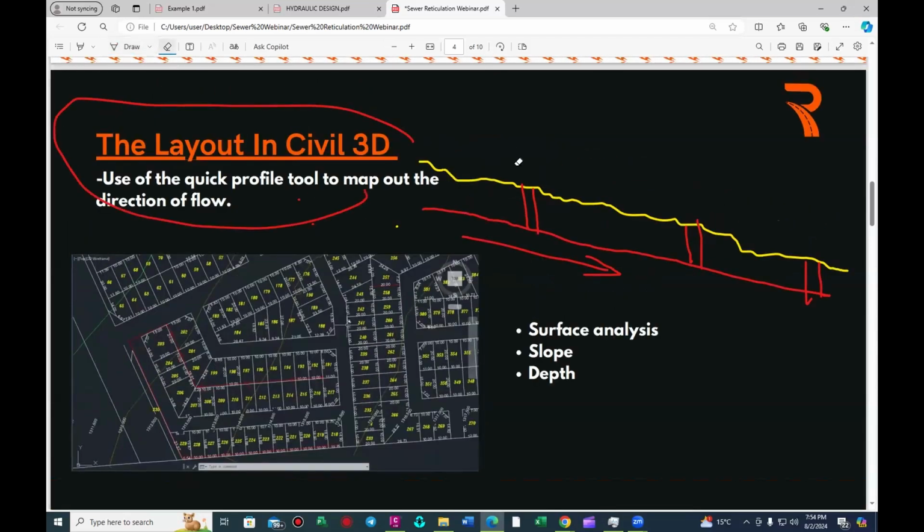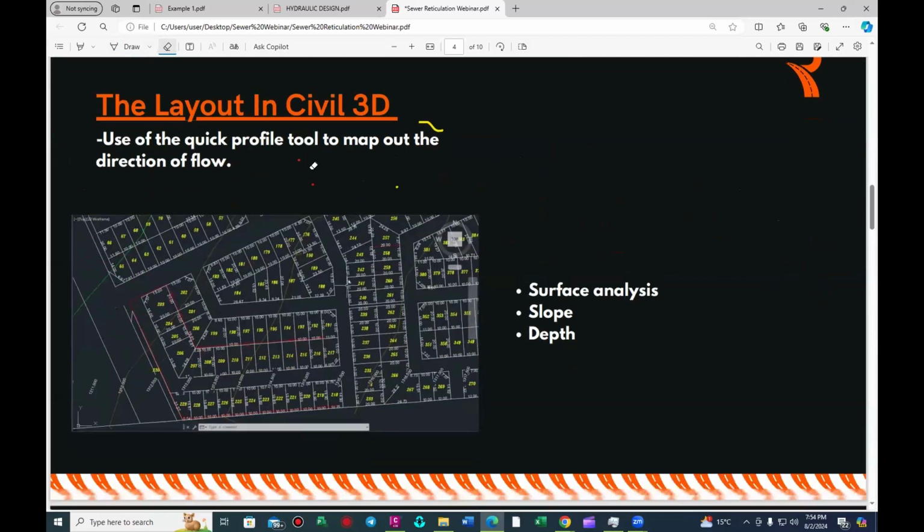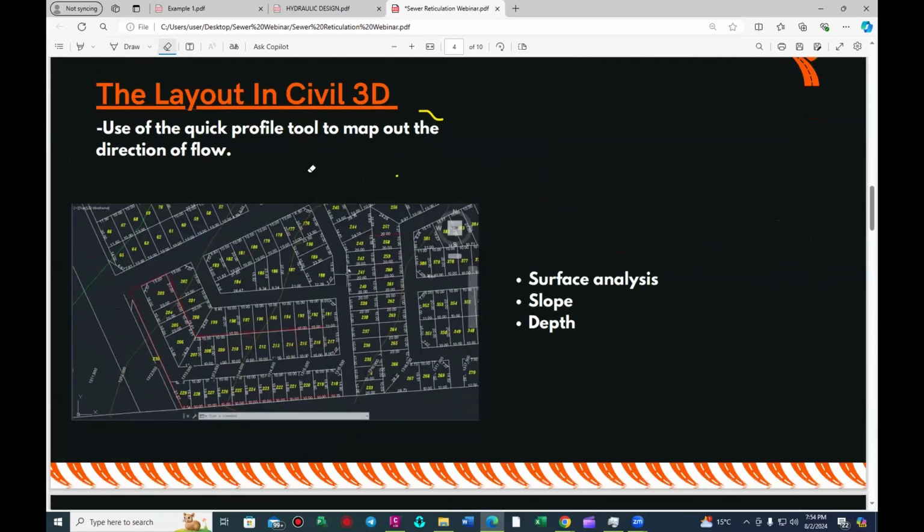One of the ways that I do that is after I create my surface, which is all done in Civil 3D, I get my survey points, create the surface, and do my surface analysis. We're not going to touch on that. We're going to touch on that some other time.